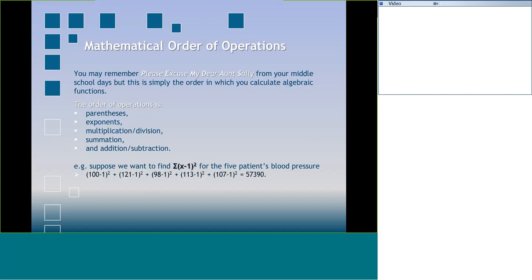As an example, suppose I want you to find the sum of x minus 1 squared for the 5 blood pressure readings. We first subtract 1 from each value because that occurs in the parentheses and that goes first. Then we square each of those values and we finally add them up together, which would give us a value of 57,390.